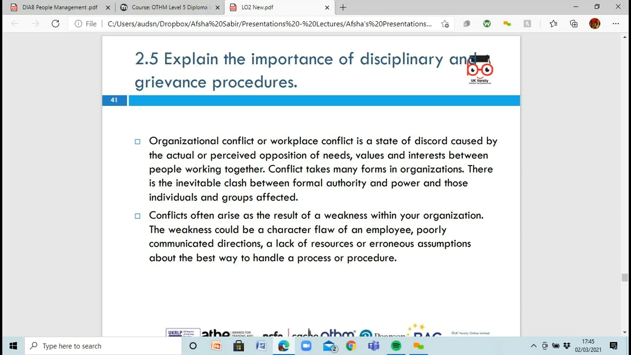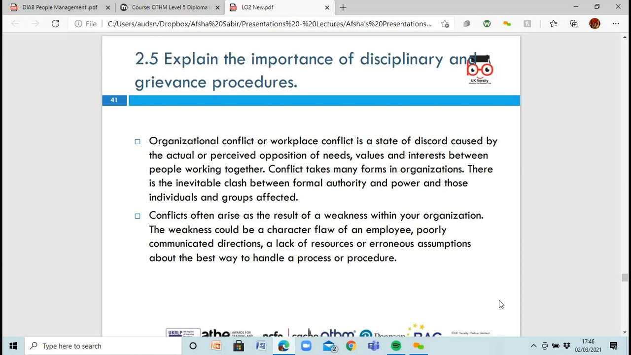We always think about there's some sort of conflict within the organization, or there's a workplace conflict, there's some sort of discord that is happening, there's an opposition of needs, of your values, of your interests, there's people that are working together, maybe they're not getting along. There's always going to be some type of clash, regardless of how big or small the organization is. There's going to be an issue between authority, between power, between individuals, and between groups.